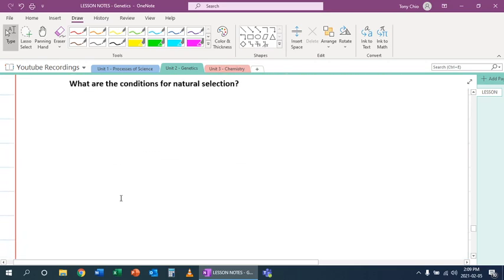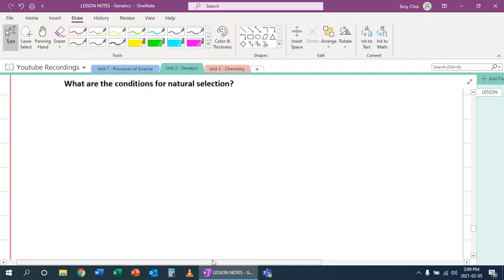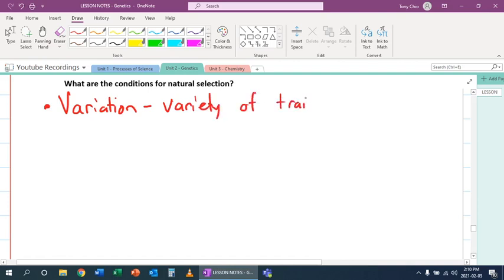Now, there are 5 conditions for natural selection to occur, 5 things that must be met. The first one is variation. When we talk about variation, there has to be a variety of traits that can be passed on. For example, there is a banana that is going to be disappearing because it is lacking certain traits and it is dying off due to a disease that it cannot fight. So there has to be a variety of traits.